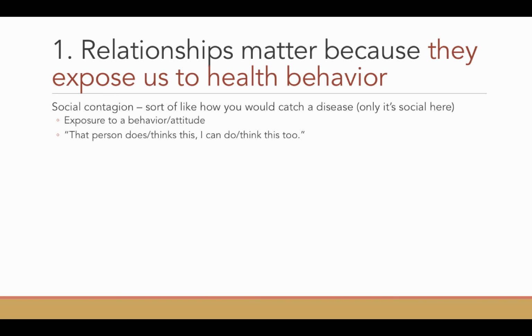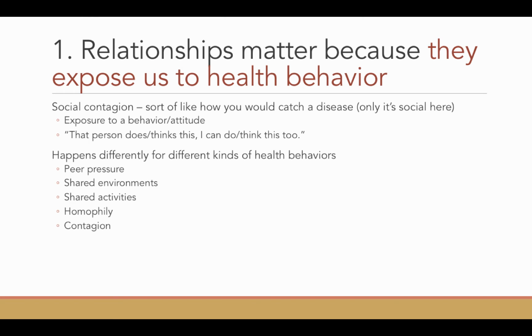This is about social relationships and how the social aspects of our ties and relationships with one another influence our health, okay? And so the idea of social contagion is that if we are exposed to a particular behavior or attitude, we might think, well, that person thinks this or does this, and so I can do this or think this too. Okay? So the idea of contagion is literally that we see somebody doing something and we're going to do it too. Okay?